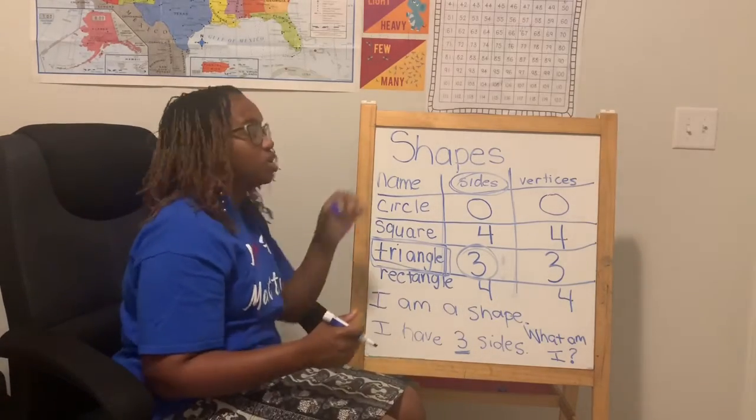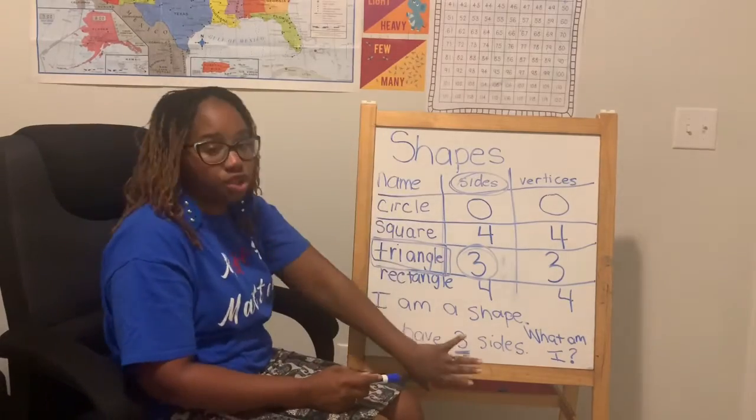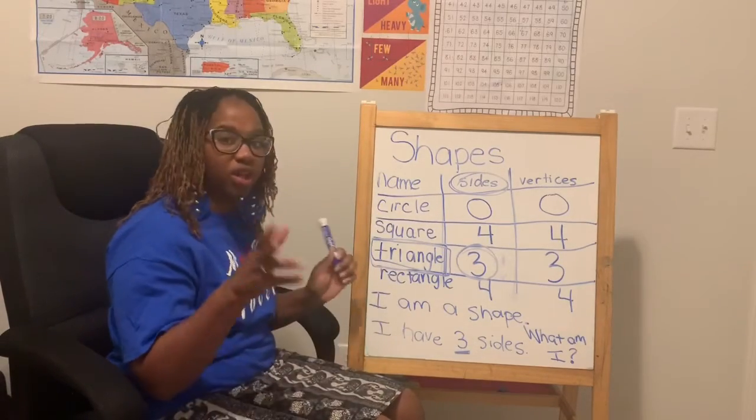I am a triangle. If you create a chart like this, if you practice your shapes, if you put them in a chart, when you get to a riddle, you'll be able to figure out what that shape is.